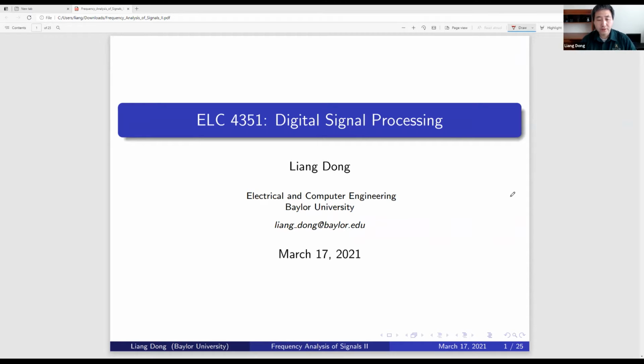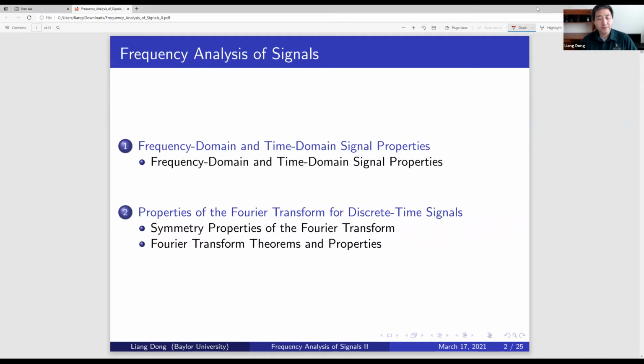So today we are going to continue our discussion and learn the Fourier transform and the Fourier analysis of signals. What we are going to cover is the frequency domain and time domain signal properties, and also the properties of the Fourier transform for discrete time signals. Those properties include symmetry properties of the Fourier transform, and the Fourier transform theorems and properties.